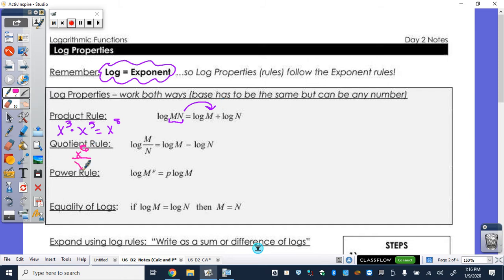So let's say I have x to the 6th divided by x to the 2nd. What would we do with our exponents now? Subtract them, so we get x to the 4th. Same thing happens with our logs. So if you are dividing two things, you would subtract their logs. So you're subtracting their exponents from each other.